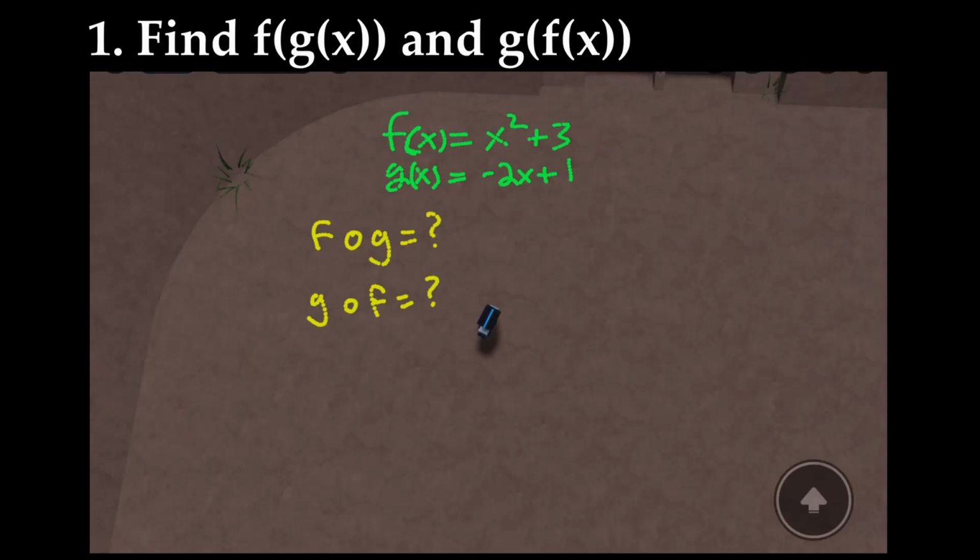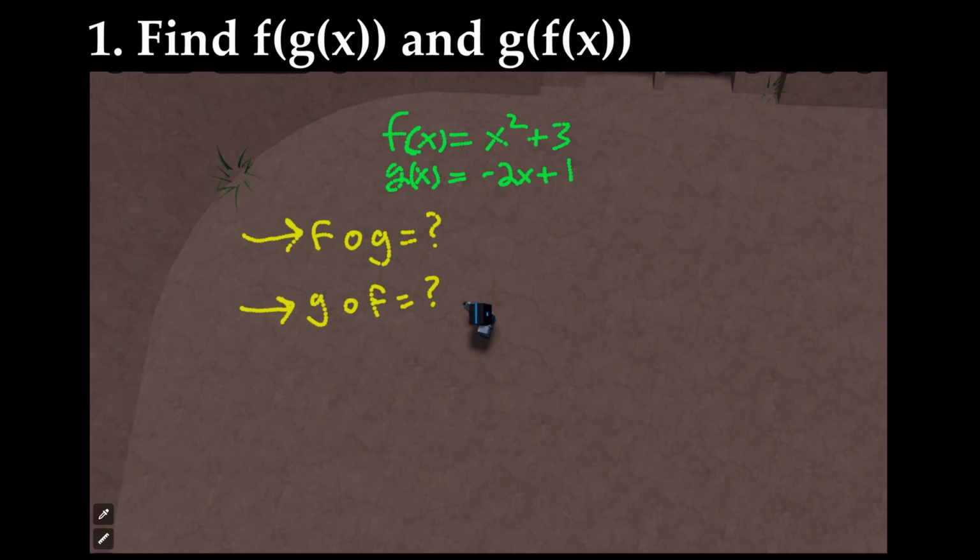In today's video, we're going to cover function composition, so let's get into this first problem. This first problem says f of x is equal to x squared plus 3 and g of x is equal to negative 2x plus 1. And based on that, we need to find f of g and g of f.